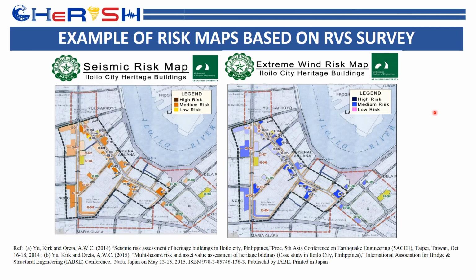So using the seismic and wind risk assessment, if you have a group of buildings, you can now map the buildings, apply color codes, whether high, medium, or low risk, and you can come up with the following map. This is an example from the study conducted by the LSU and CPU. This is the map for the extreme wind risk.